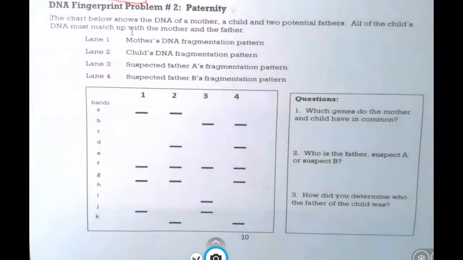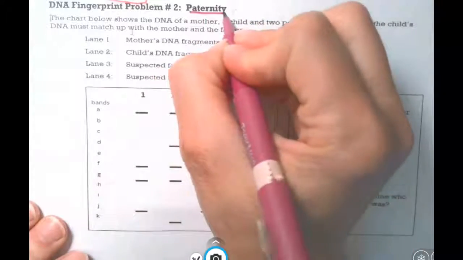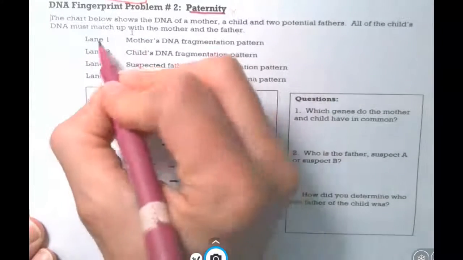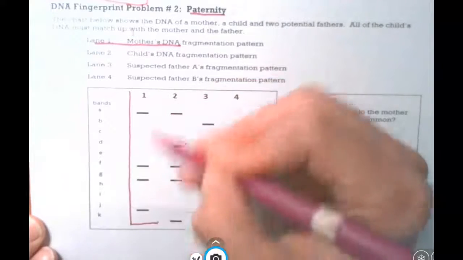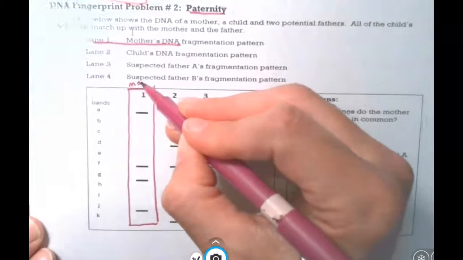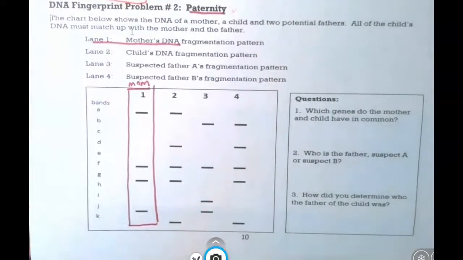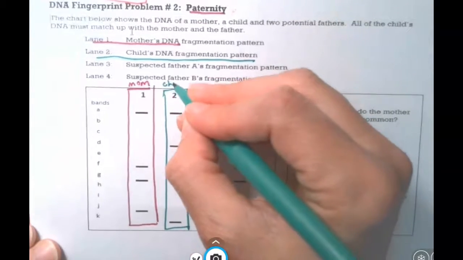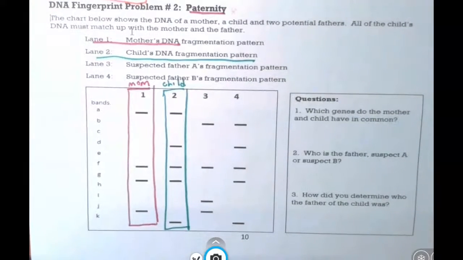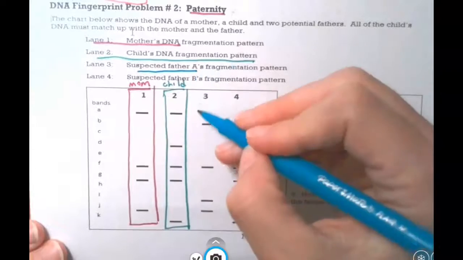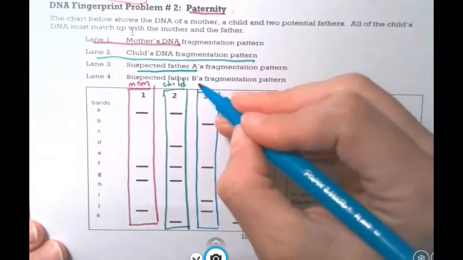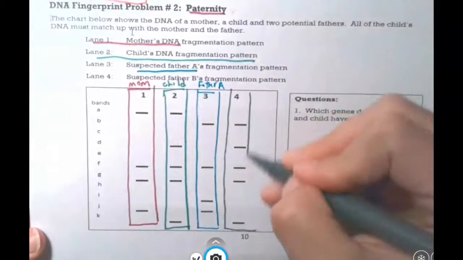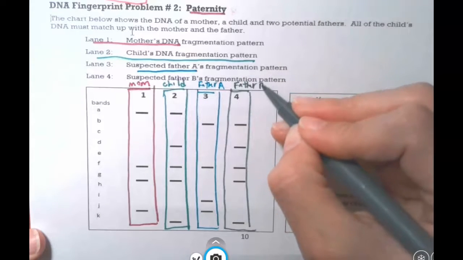There is another use for DNA fingerprinting. That's to determine paternity. Who is the father of a child? Below, this DNA fingerprint shows the mother's DNA. So this is the mother's DNA in lane 1, and I always label them to remind me who is who. So this is the mom's DNA. In lane 2, you'll find the child's DNA. Lane 3 shows you suspected father A's DNA. And lane 4 shows you suspected father B's DNA.